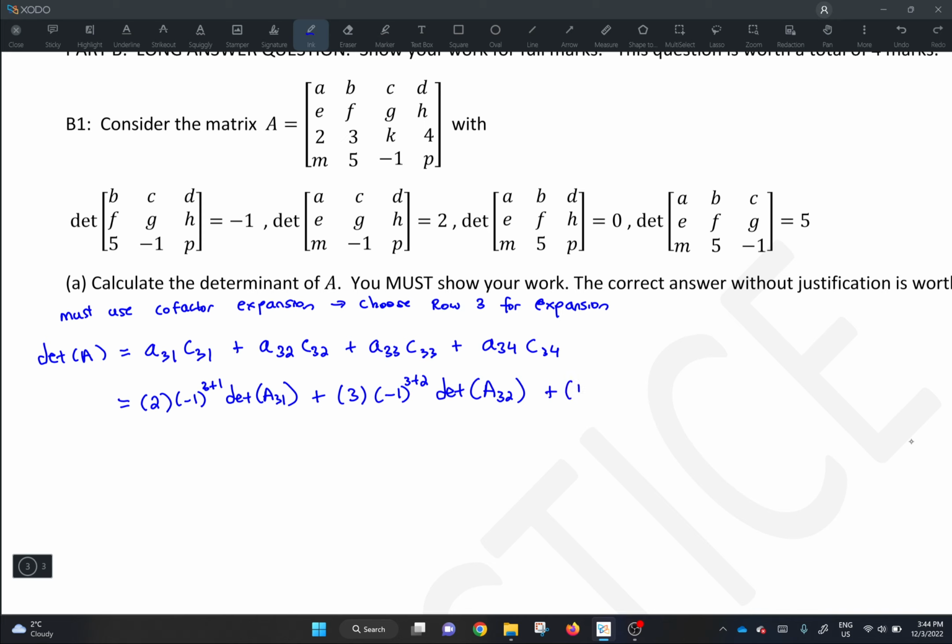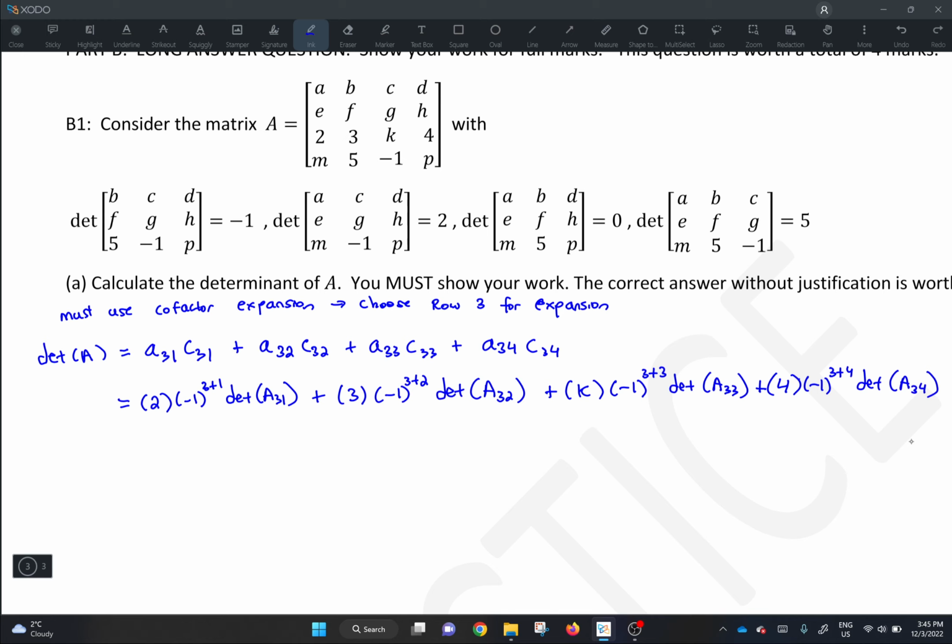Next entries, we have a k there. Well, that's bad. Let's see what happens. Negative 1 to the 3 plus 3 times the determinant of A33. And the last one is plus 4 times negative 1 to the 3 plus 4 times the determinant of the submatrix A34.